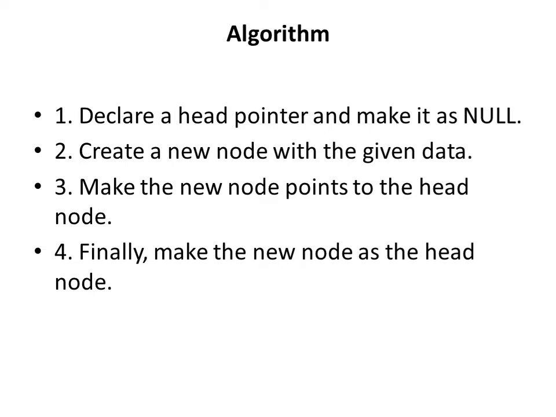What is the algorithm to implement a single linked list? Declare a head pointer and make it null, because first a node is taken as the head node to identify where I begin. Next, create a node with the given data. I will create another node and make the node point to the head node, and finally make the new node the head node. That means I have connected it, and the first node I have made is the head.